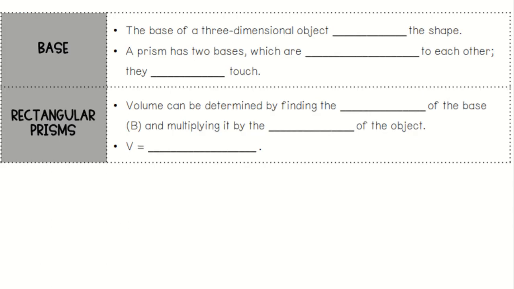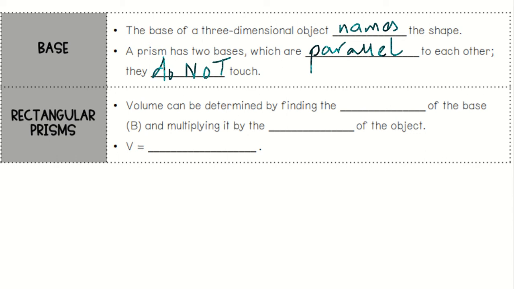We're just going to fill in a few of these blanks, but these are not super important right now. They're not something you have to memorize, is what I mean, but we'll fill them out. The base of a three-dimensional object names the shape. A prism has two bases which are parallel to each other, meaning they do not touch.